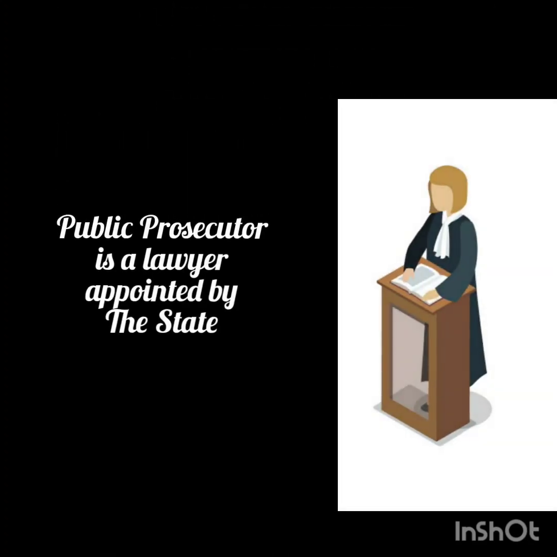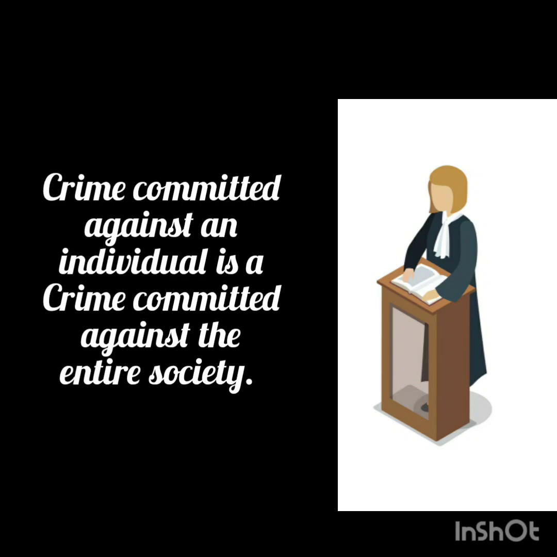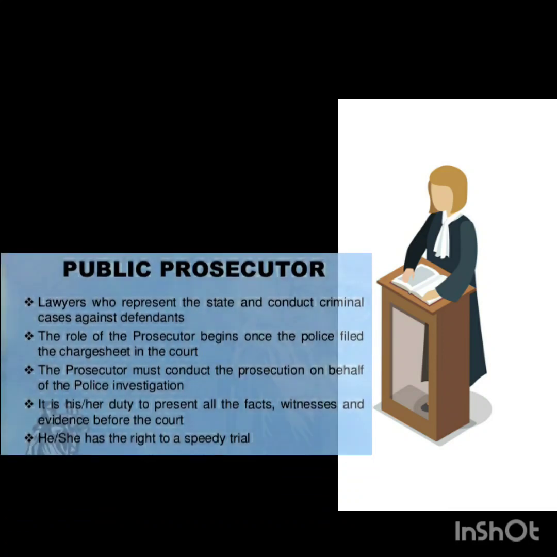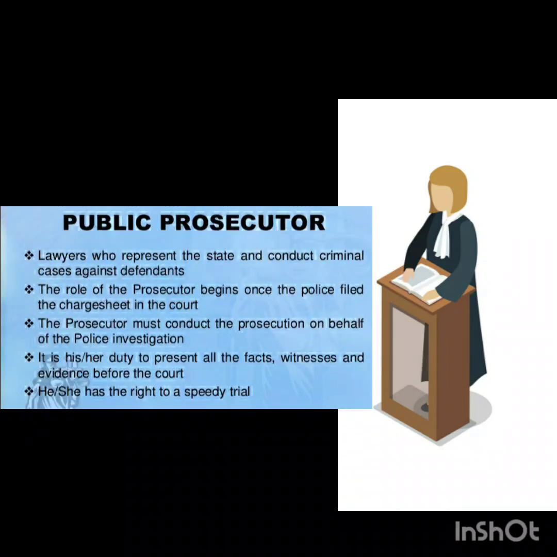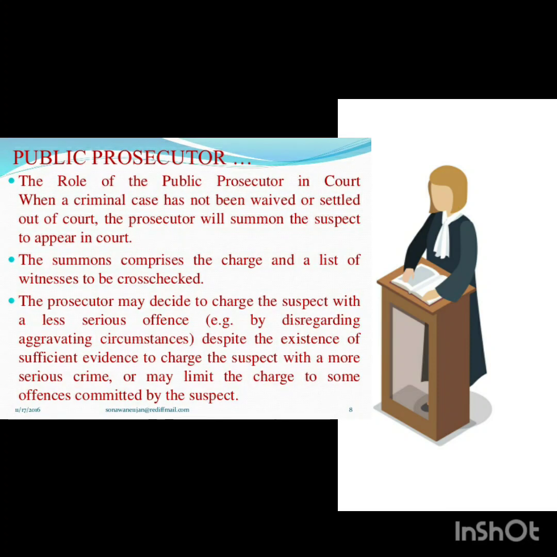The public prosecutor is a lawyer appointed by the state who appears against the accused person in court. This is because the crime committed against an individual is regarded as a crime committed against the entire society. The public prosecutor represents public interest or the interests of society. The job of the public prosecutor is to assist the state in the administration of justice. He or she is not a representative of any party. He or she helps the court to reach a decision by placing before it all the relevant aspects of the case.